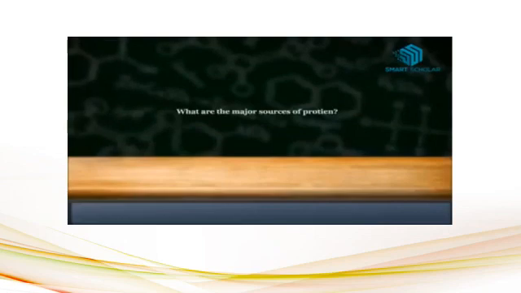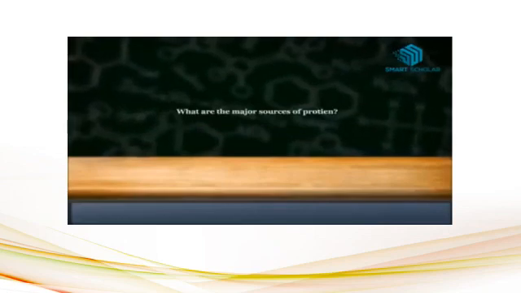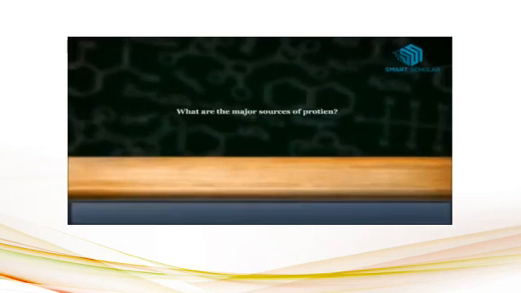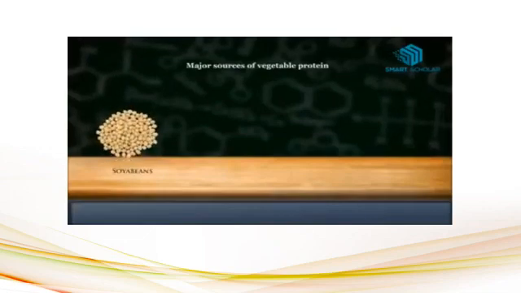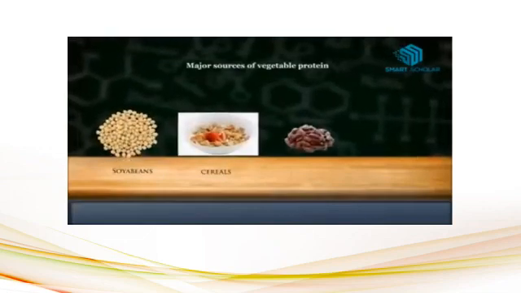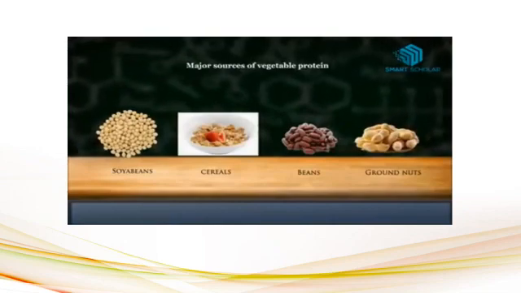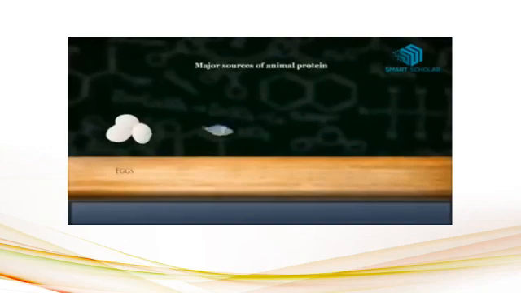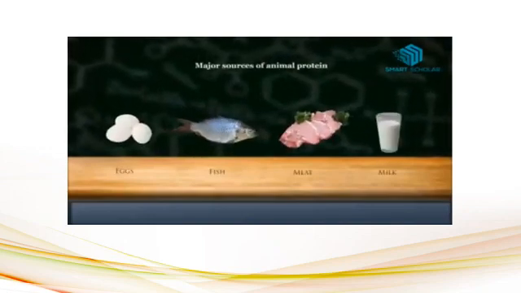What are the major sources of protein? The major sources of vegetable protein are soybean, cereals, beans, and groundnuts. Major sources of animal protein are egg, fish, meat, and milk. Let us start our experiment to test the presence of protein in our food.